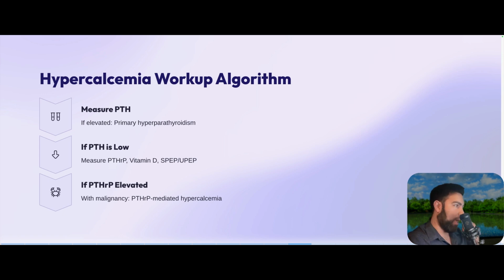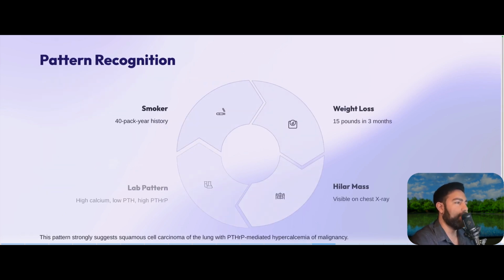So when you have a hypercalcemic patient, you always measure the PTH. If it's elevated, you have a primary hyperparathyroidism. If PTH is low, then measure the PTHrP, vitamin D, SPEP, and UPEP. And if it's elevated, consider PTHrP-mediated hypercalcemia.